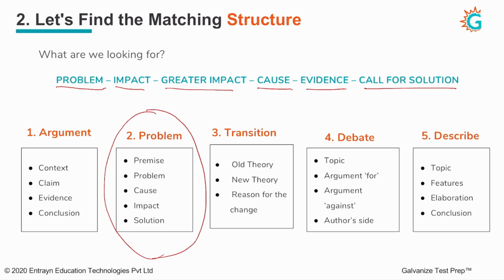So remember again that the broad structure need not exactly reflect everything that you have in hand, right? Impact, you don't have a greater impact here, but you have one in the passage. That's okay. But broadly, it goes through problem. There is a cause identified for the problem. There is an impact of the problem, and there is a call for solution. So we're talking about a problem passage here.